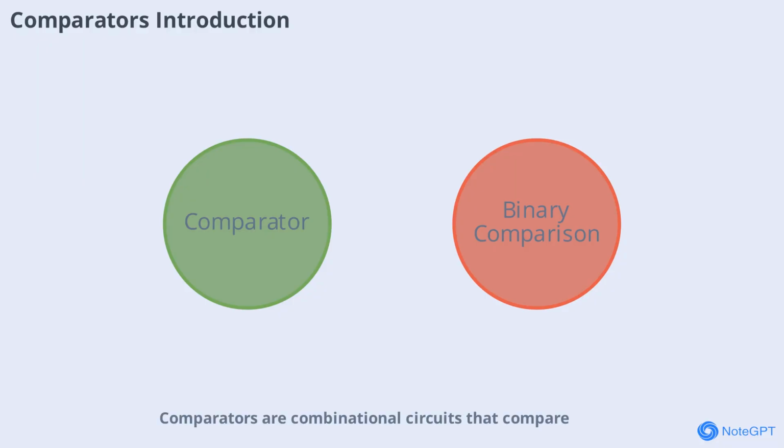Comparators are combinational circuits that compare two binary numbers and determine their relationship. They output signals indicating whether one number is greater than, less than, or equal to the other. Comparators are essential for decision-making processes in digital systems.